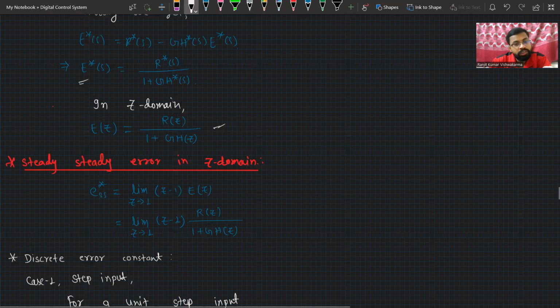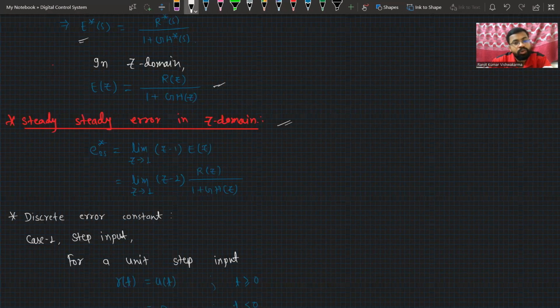Now, steady state error in the z domain. How can we write it? As I told you, the steady state error is limit z tends to 1 of (z minus 1) E of z. E of z I have calculated here. Just substitute the value. You will get limit z tends to 1 of (z minus 1) R of z divided by 1 plus Gh of z.